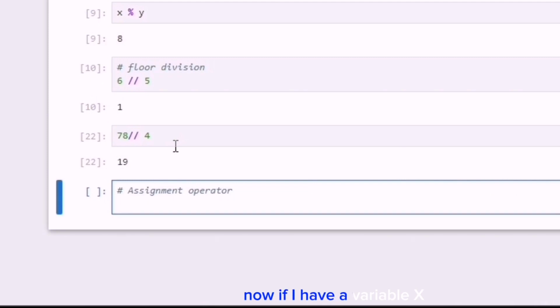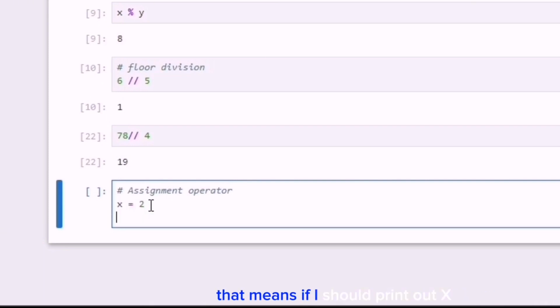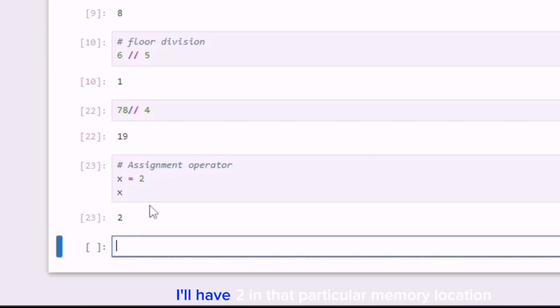Now, if I have a variable x and I want to assign it a value 2, this is the symbol I use in assigning 2 to this variable name. So 2, which is my data, is assigned to x, which is a variable name, using this symbol equal to. That means if I print out x, I'll have 2 in that particular memory location. That is for the assignment operator.